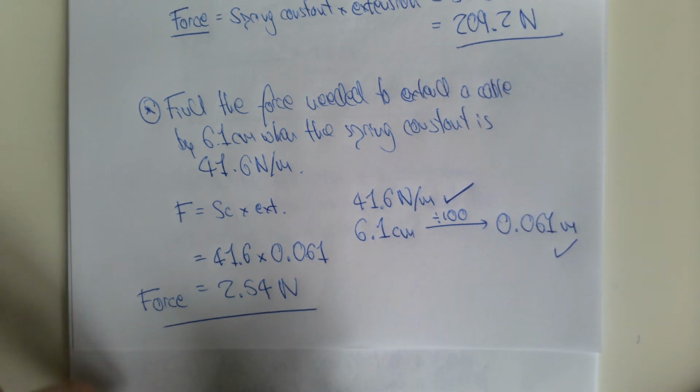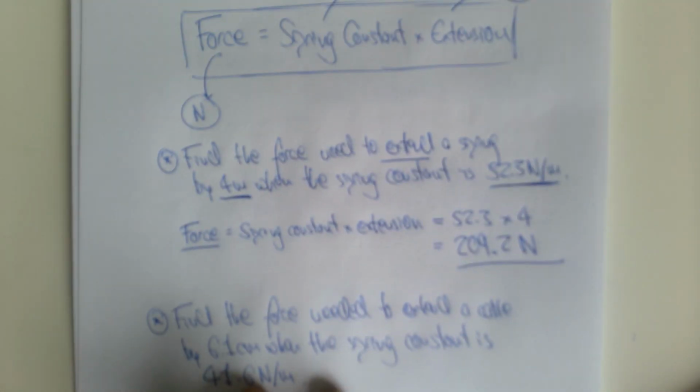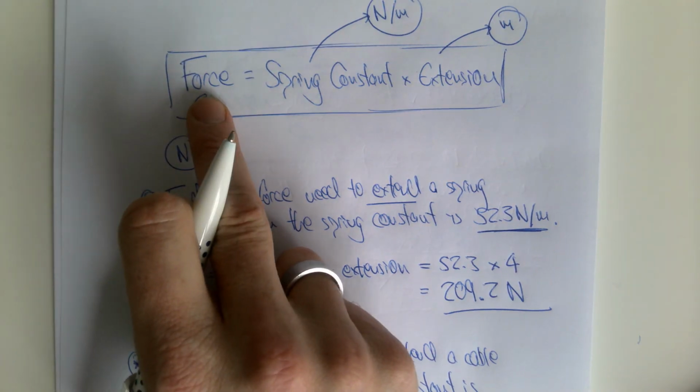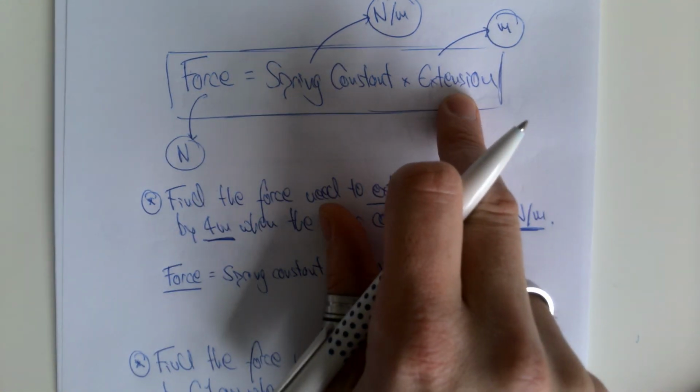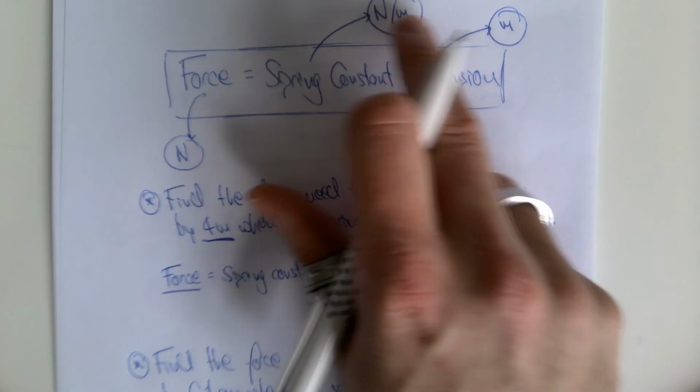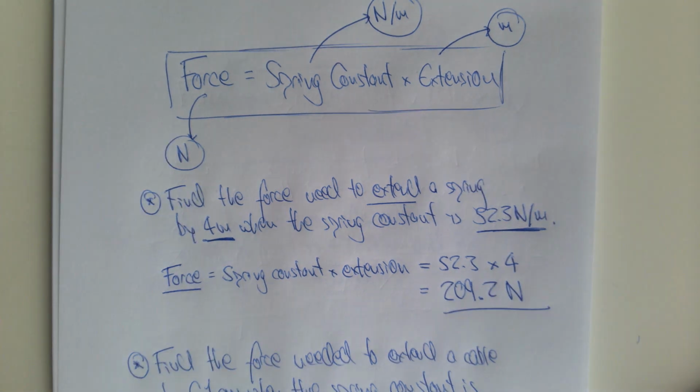So there we go, two worked examples of how to use the equation force equals spring constant times extension, and how to convert back to the correct units for each of your answers.